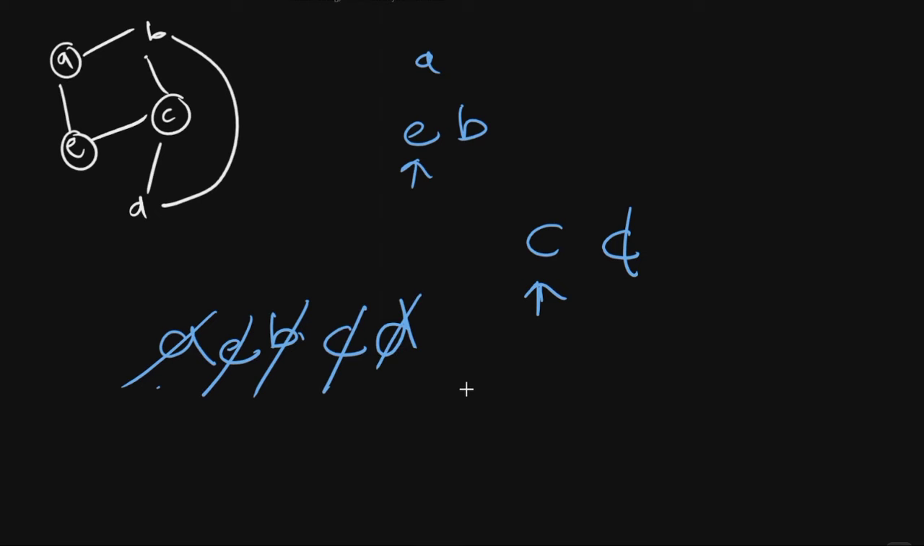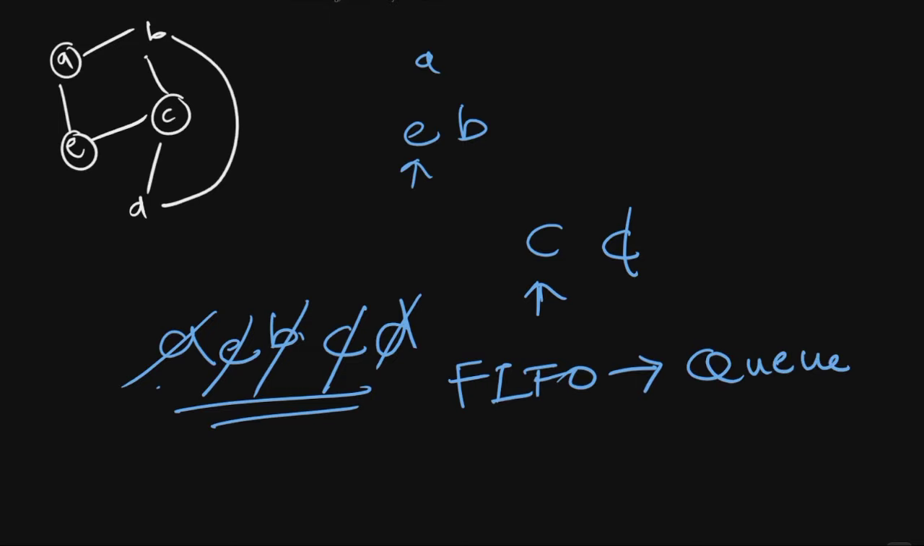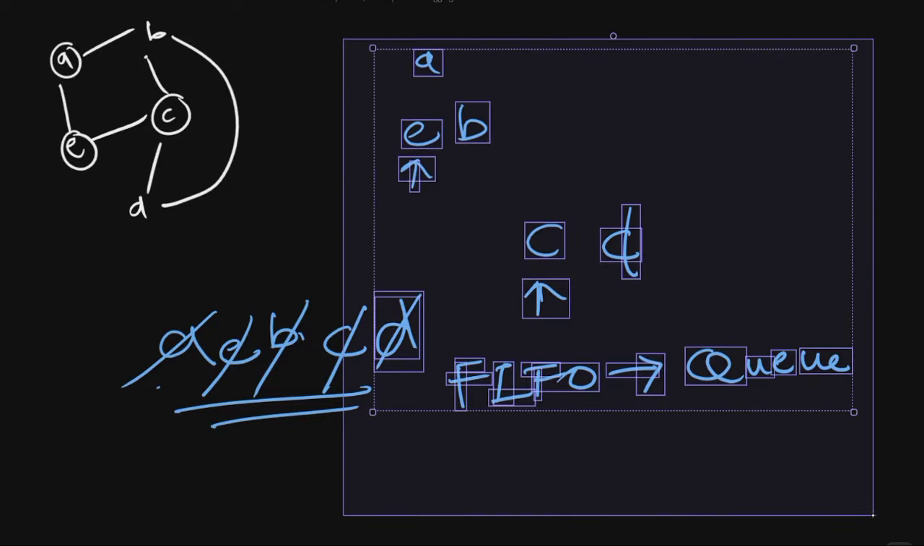So basically here you can see a fashion which is first in, first out. The elements that come first go out first. This is given by a data structure which is a queue. So here we will be using the queue data structure to perform this kind of operation.